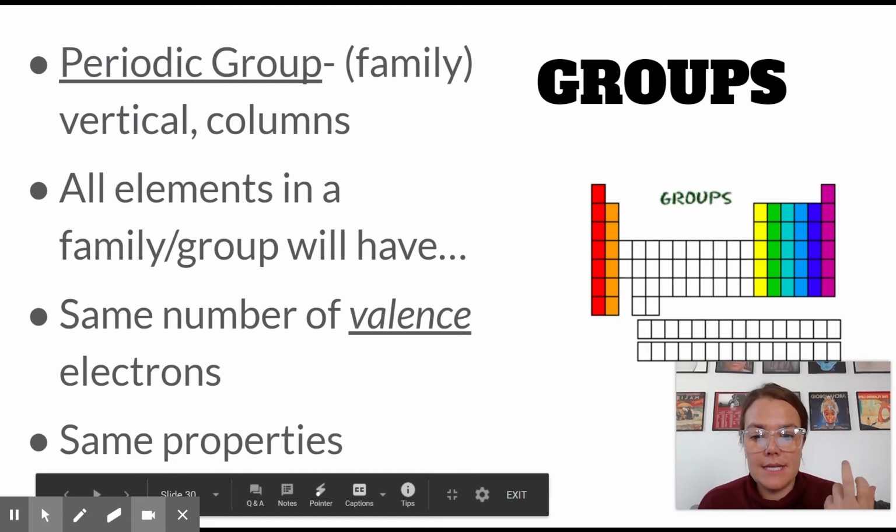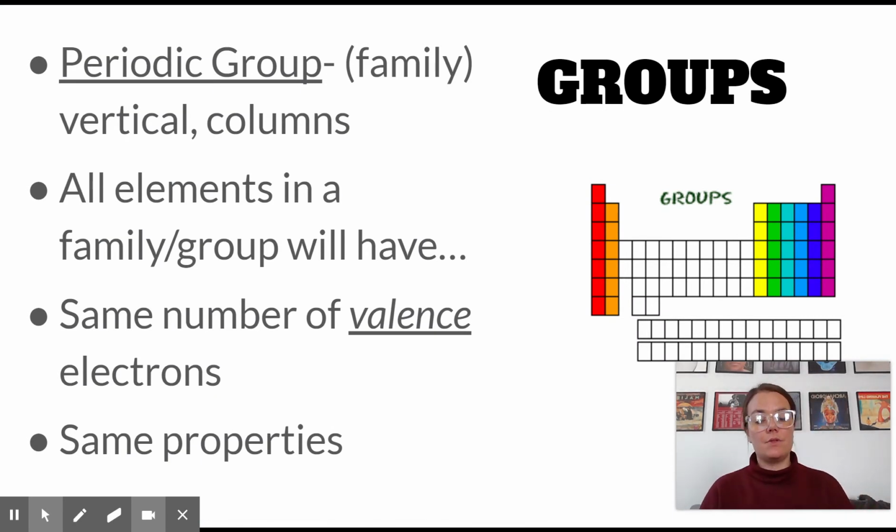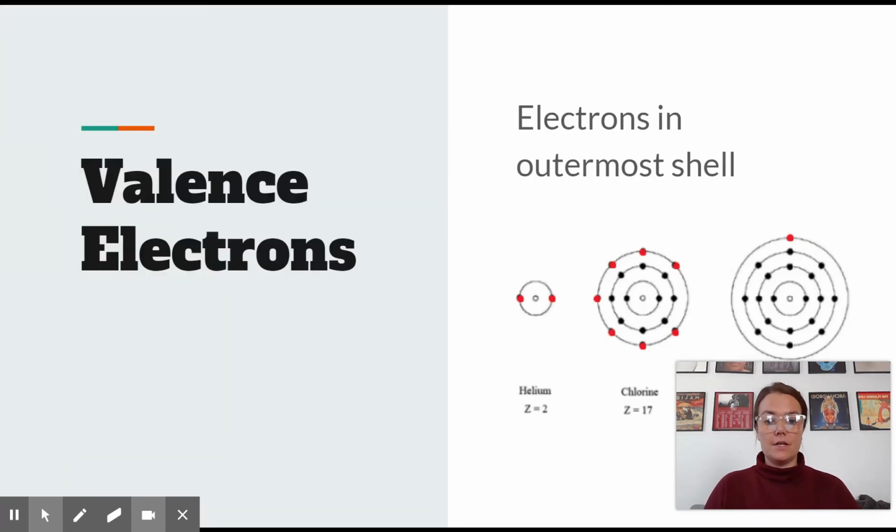So the periodic table is grouped into things called groups, and those are the columns of the periodic table. Every element in a column has some things in common. One is that they have a lot of the same properties, and the reason is that they have the same number of valence electrons. Valence electrons are just the electrons in the outside shell.